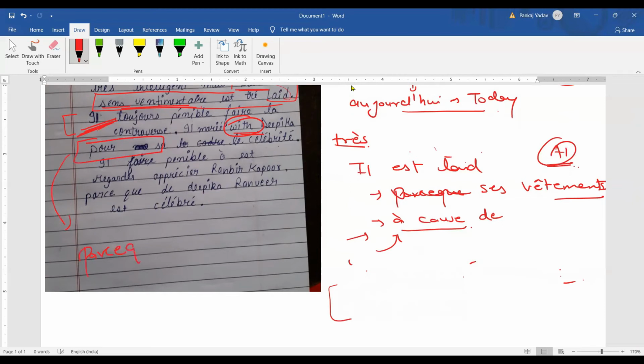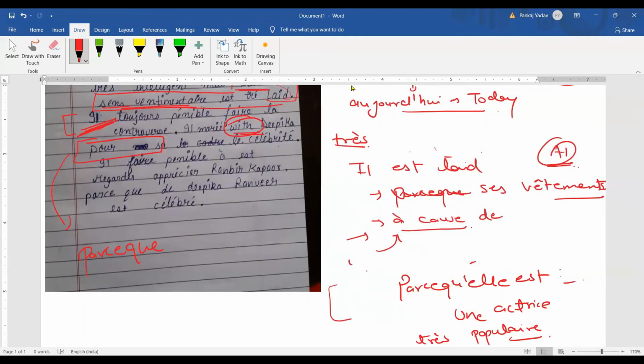Parce que, wait, parce que elle est une actrice très populaire. Populaire. Write like this. All right. Il est pénible à regarder, apprécier Ranbir Kapoor parce que Deepika Padukone est célébrée. Now I couldn't understand this thing.